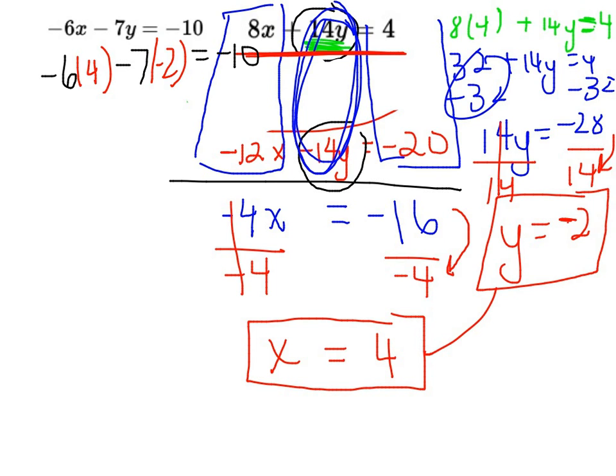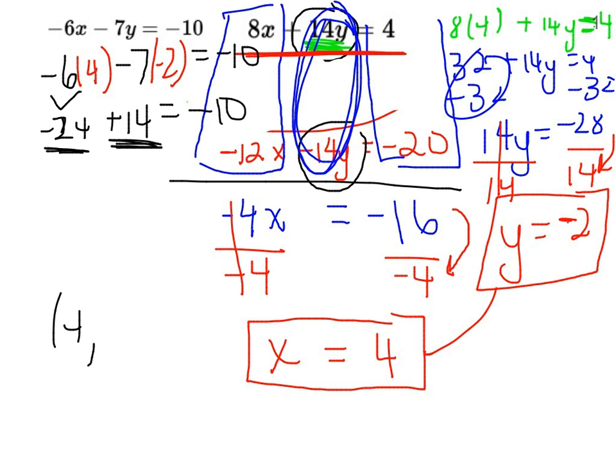Negative 6 times 4 is negative 24. And then add 14, because negative 7 times negative 2 is 14. Is that negative 10? Negative 24 plus 14, yeah, that's definitely negative 10. So we must have gotten this right. Good job, us. Okay, so we can write our answer as 4, comma, negative 2. And that's it. Good job, guys.